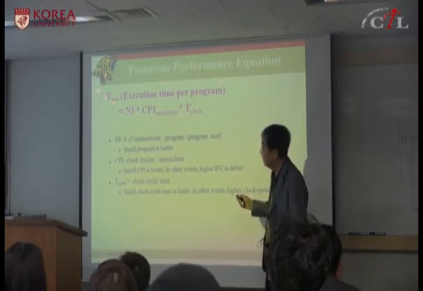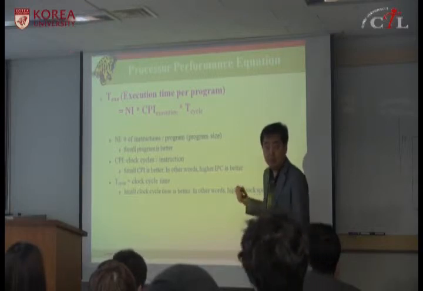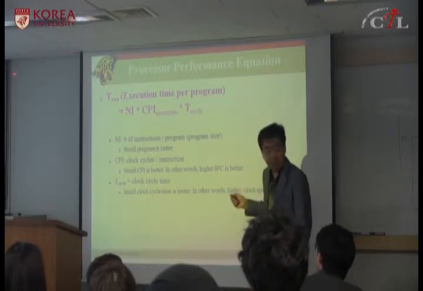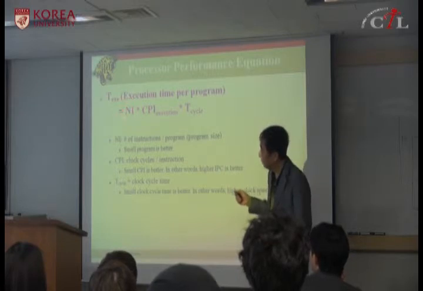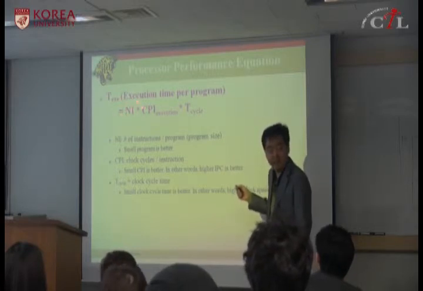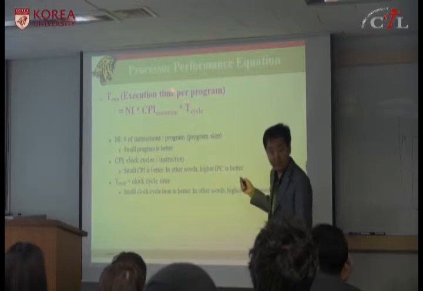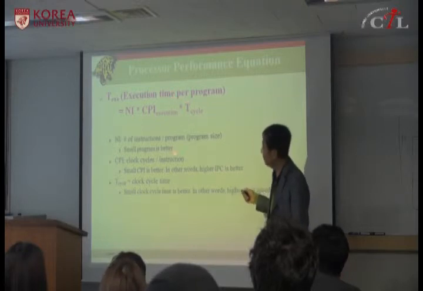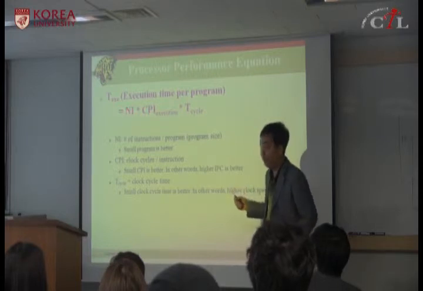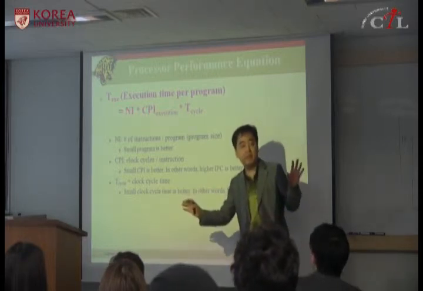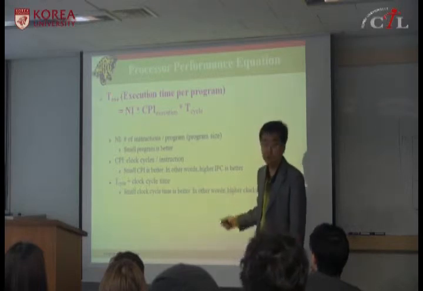So this is execution time. To improve performance, you have to decrease execution time, which means you have to decrease program size, decrease CPI, or decrease clock cycle time, or you have to decrease program size, increase IPC, increase clock speed. Okay? You cannot just compare the clock speed alone. You have to look at IPC. And if you compare Intel processor with ARM processor, you have to look at program size also.